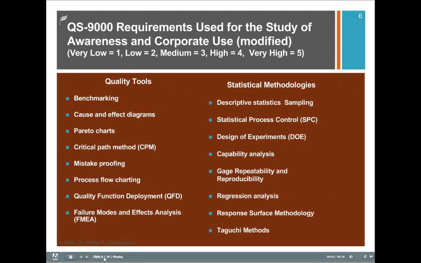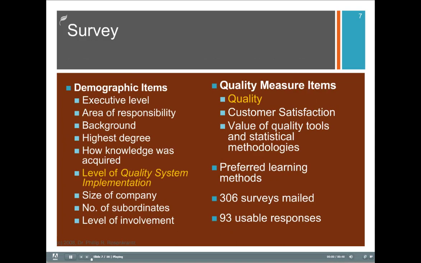In my survey of over 300 executives, I asked them what they knew about quality tools and statistical methodologies that were mentioned or related to QS 9000. Here's a list of what they are. I'm not going to go over them in detail, but they were asked to assess what level of understanding they had of these tools and also to what degree they believed they were being used within their companies.